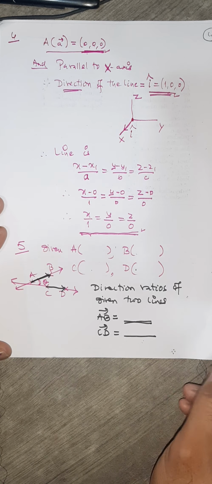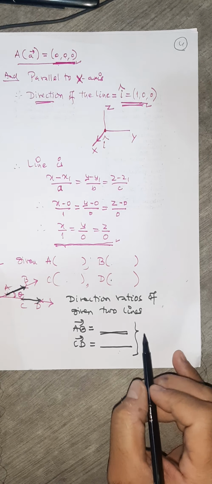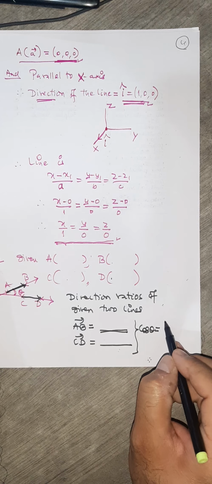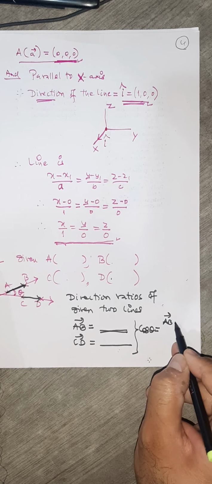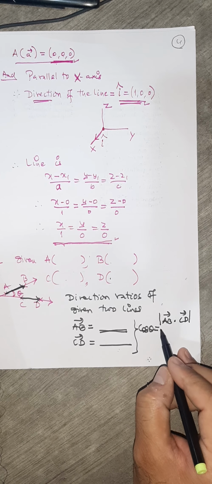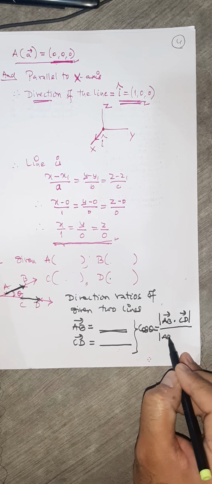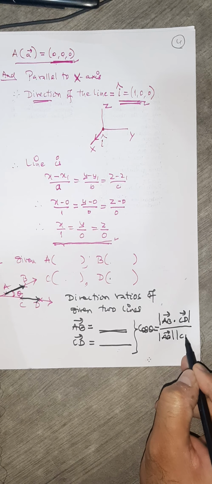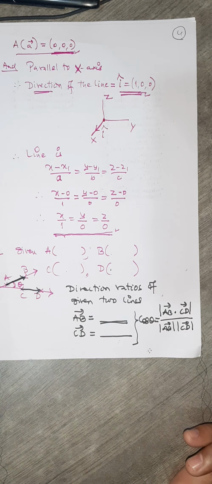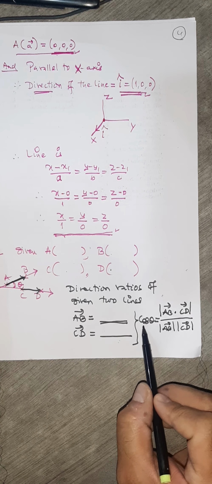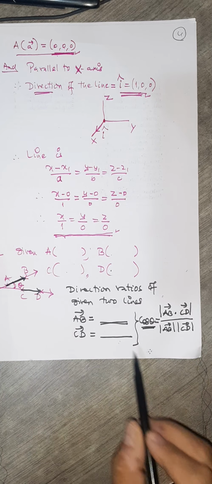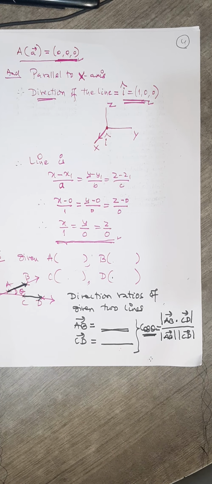And then use which formula? You know, cos theta equals to vector AB dot vector CD with numerator modulus upon their magnitude. Vector AB into vector CD. This is what you are going to use here. Fine. Cos theta equals to this dot this upon their magnitude. So you can simplify this much.